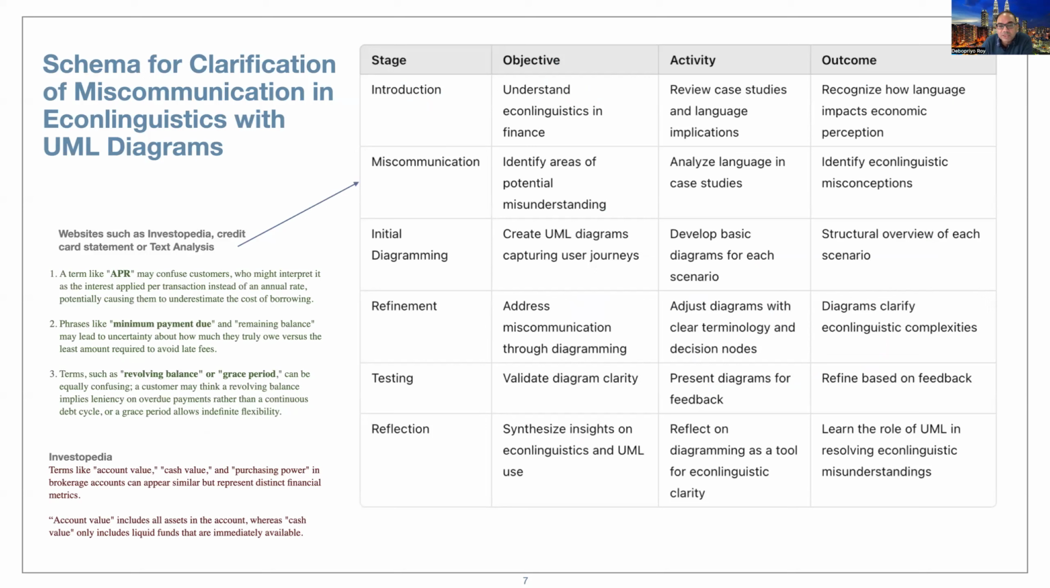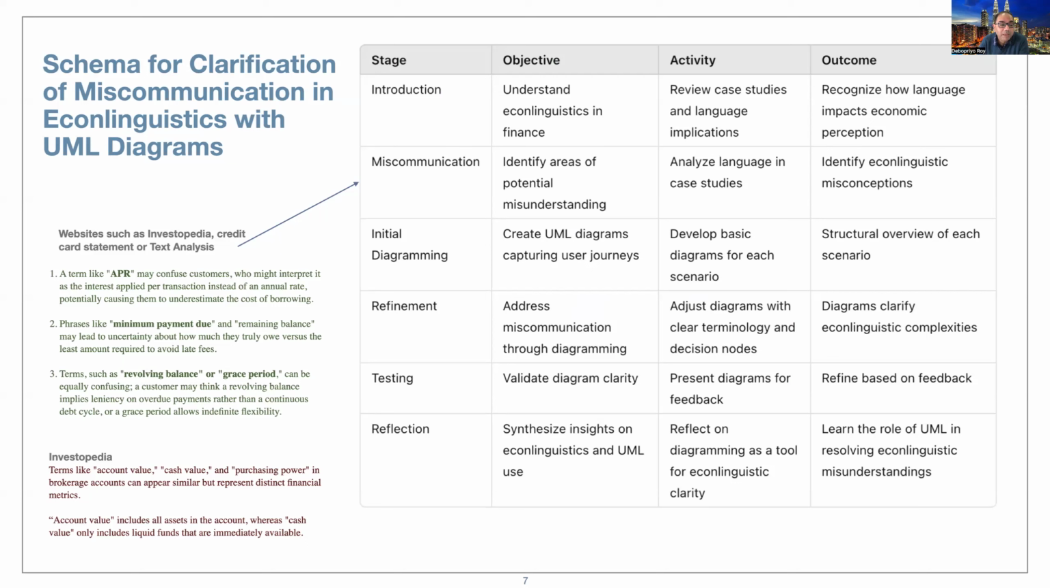So you first have an introduction, then you identify the potential miscommunication that can take place. So for example, terms like APR may confuse customers. You might interpret it as the interest applied per transaction instead of the annual rate. So you may underestimate the cost of the borrowing.